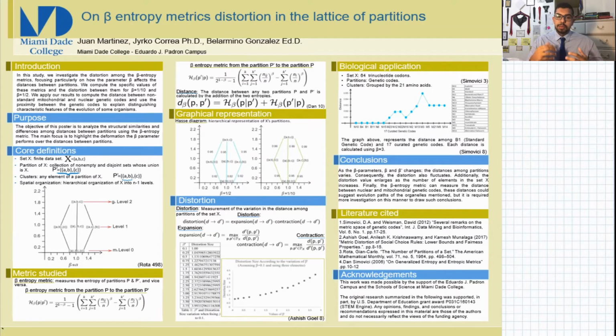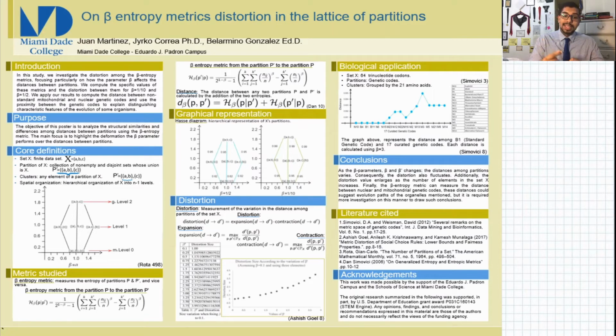The objective of this poster is to analyze the structural similarities and differences among distances between partitions using the beta entropy metric. The main focus is to highlight the deformation that the beta parameter causes on the distance between partitions when it changes. First of all, I would like to highlight some core definitions.